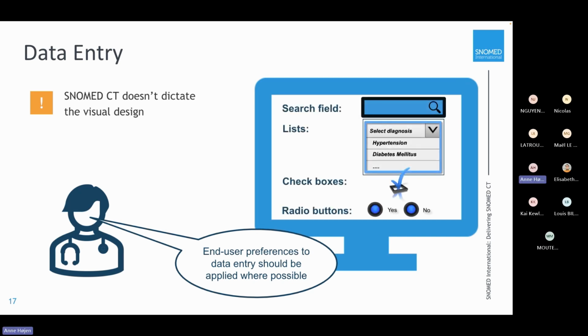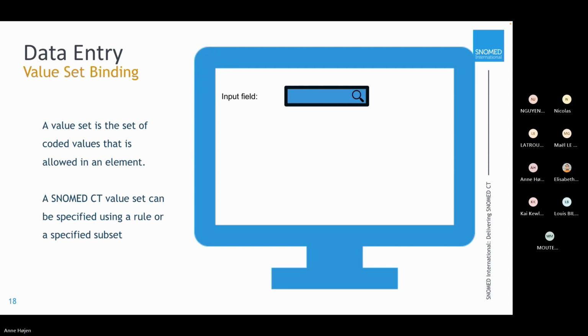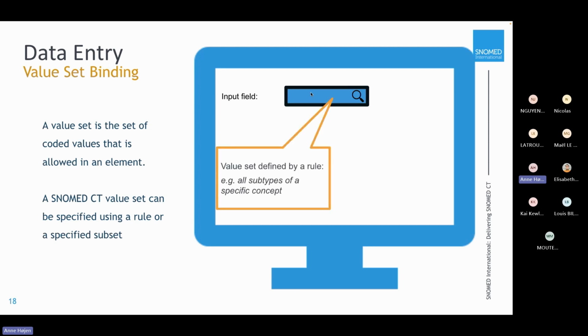This is also what I said before. We don't dictate the visual design. We don't say this is how you have to capture vital signs or a blood pressure measurement. But with SNOMED CT's strong computer processability, we allow users to define how they want to select. And there, of course, we do have some recommendations. So if you have an input field where you can search across thousands of diagnoses, well, then it's a good idea to implement a search field where you can just do a lexical search.